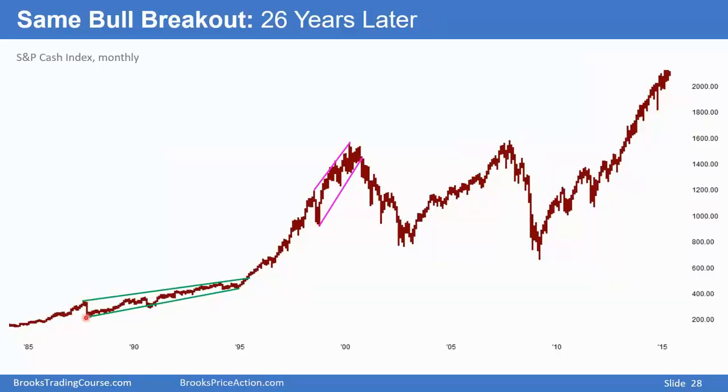Here's that same chart, the 87 crash. At the time, it was huge. The market fell 25% in one day. But when you look back now, so many years later, 30 years later, it looks minor. In any case, we have a bull channel and then a bull breakout. And then we have another bull channel, and this bull channel did get a bear breakout.